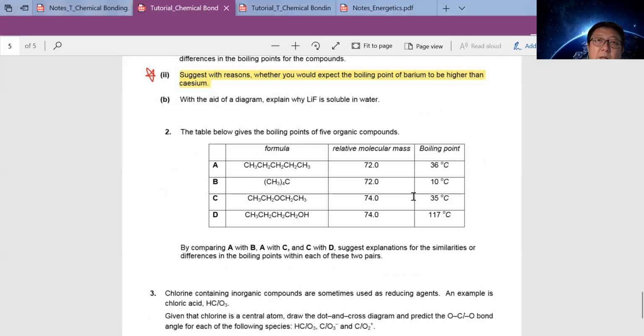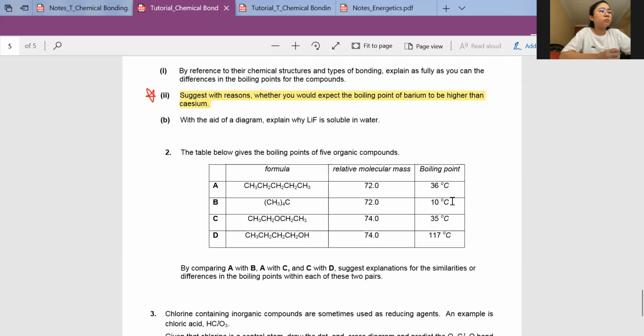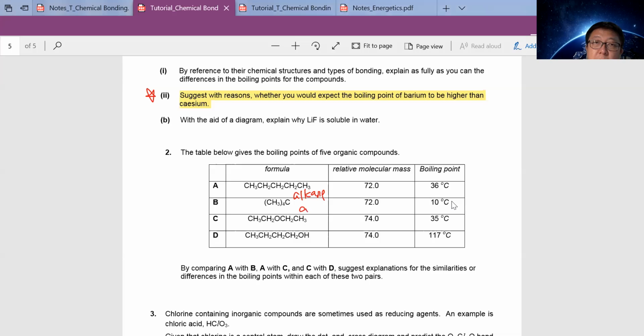Next one, organic compound. You can see this is linked to your chapter of organic compound. So if you ask me currently at this stage, based on your O-level knowledge, I think you can recognize at least 3 of them. This one is an alkane. You see, this fellow is alkane. So you write down first. This one is also alkane. Can you see or not?